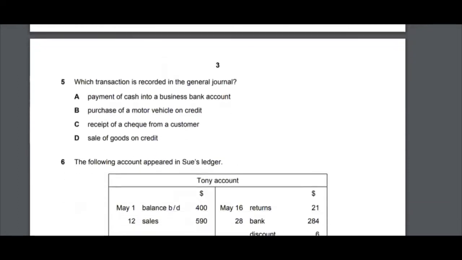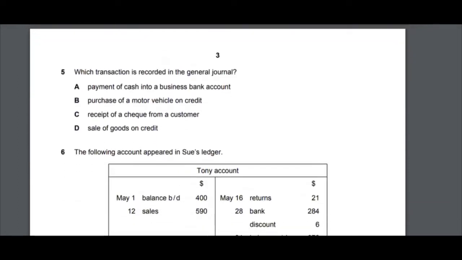Let's look at multiple choice 5. Multiple choice 5, which transaction is recorded in the journal, right? That would be actually option B, purchase of a motor vehicle on credit, right? So that would be recorded in the journal. So the correct answer to multiple choice 5 is actually option B. Multiple choice 6.